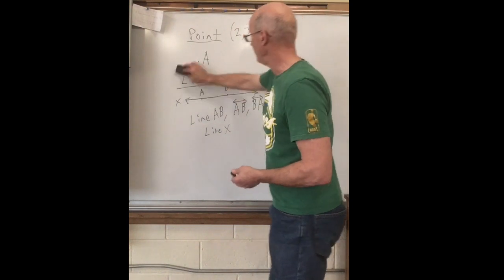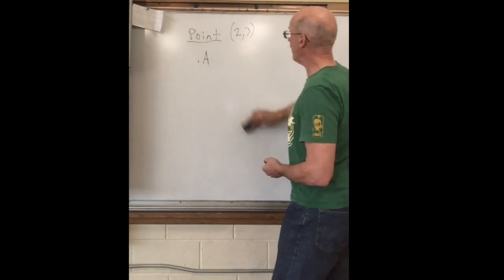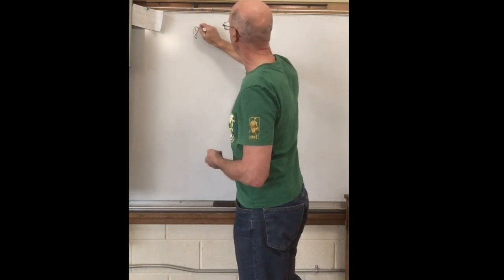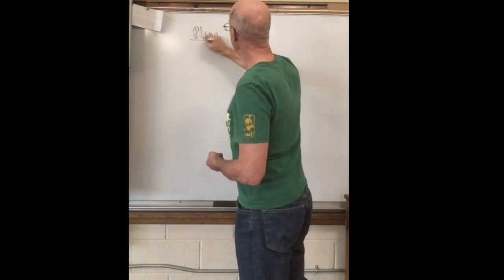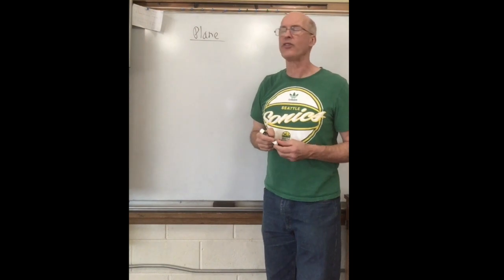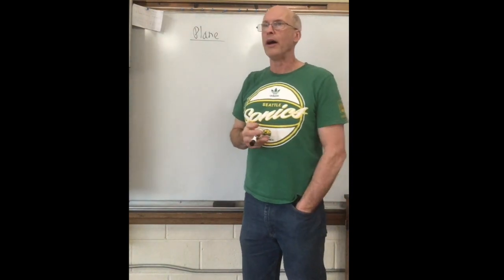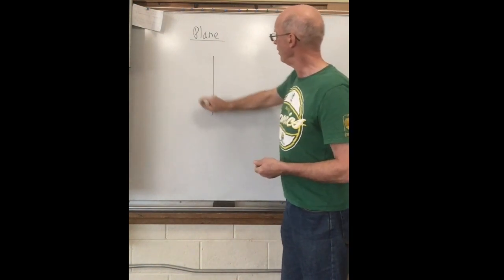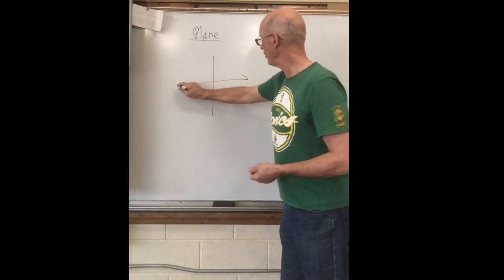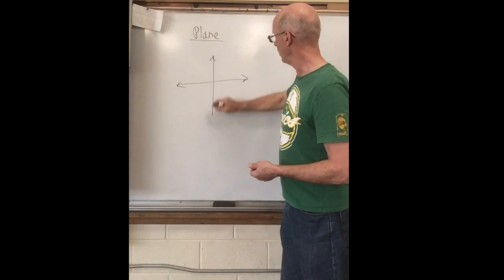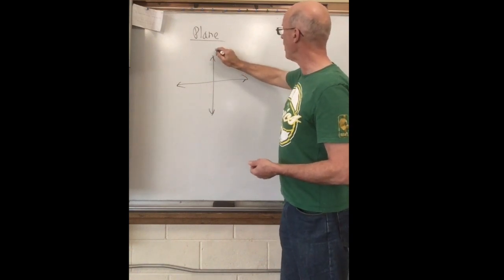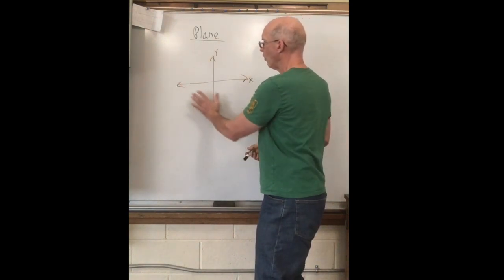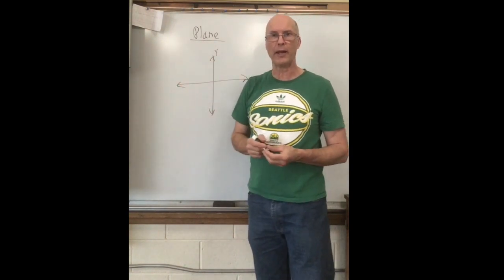So that's a line. The last example that we want to do is called a plane. And again, in algebra, we did a plane. You know, like we talked about the coordinate plane a lot. This was the y-axis, this was the x-axis. And we thought of this whole flat surface as being a plane.